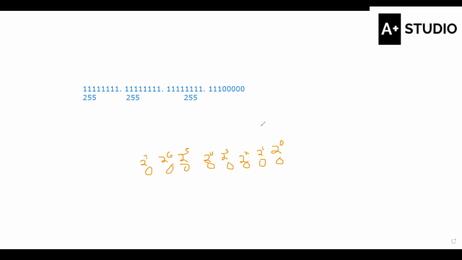Okay, so Benedict, I think your answer is correct. So let's see. 2 to the power 0 is 1. 2 to the power 1 is 2. 2 to the power 2 is 4. 2 to the power 3 is 8. 2 to the power 4 is 16. 2 to the power 5 is 32. 2 to the power 6 is 64. 2 to the power 7 is 128.